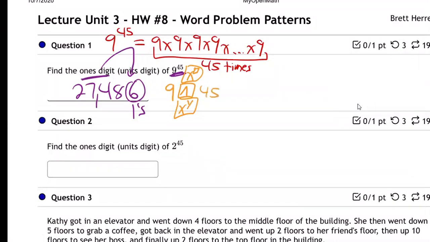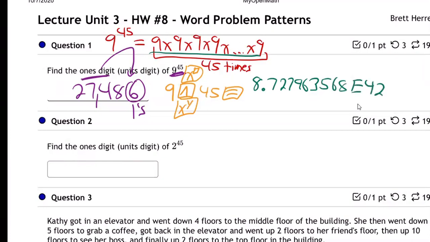Then you type 9 to the power of 45, and you hit equals or enter or whatever. And that way the calculator will do all of this for you super quickly. So I'm going to do it on my calculator. I just did it. I got 8.727,963,568, and then a weird thing at the back, E42.